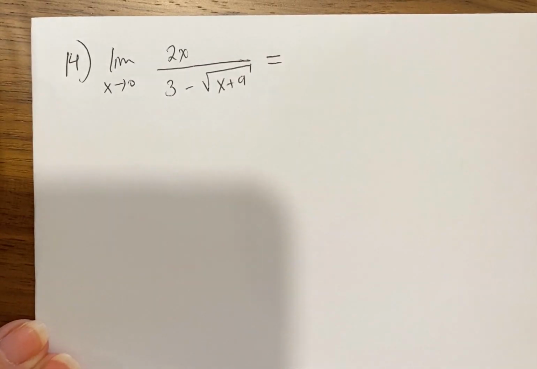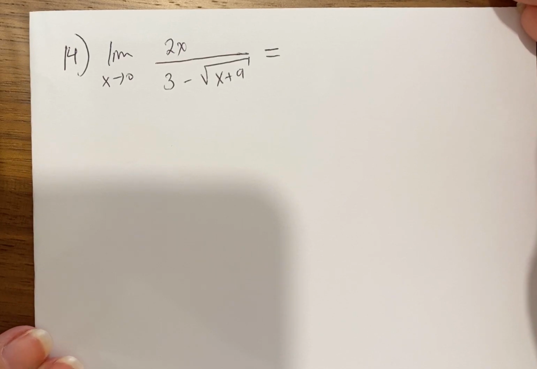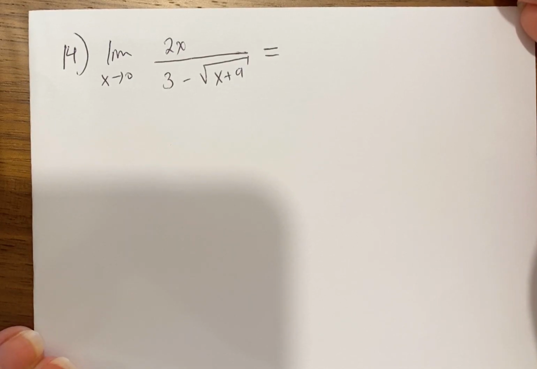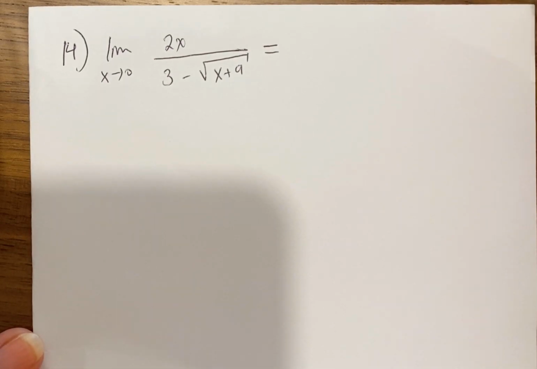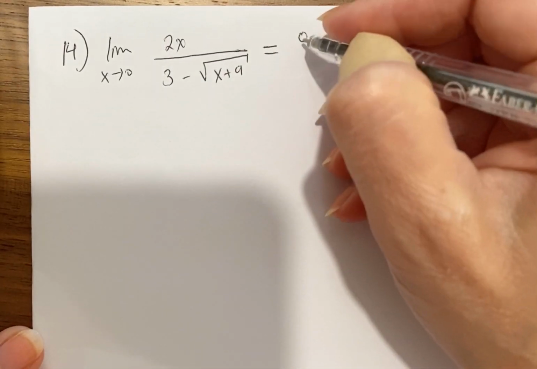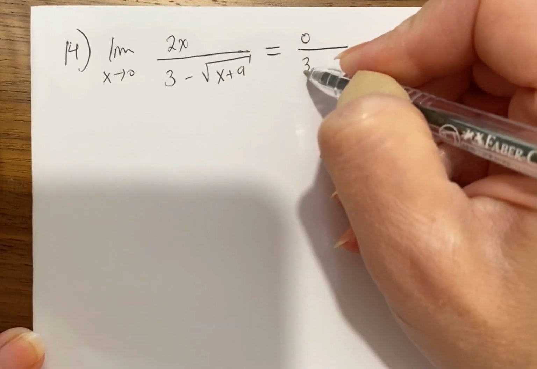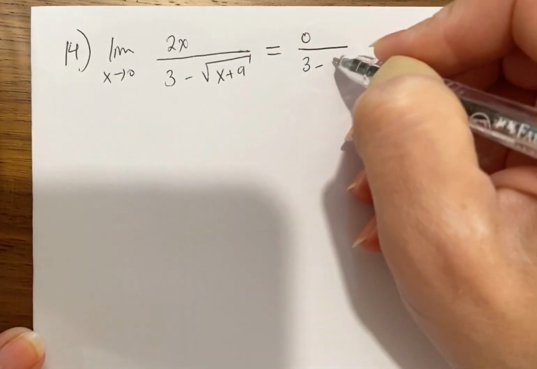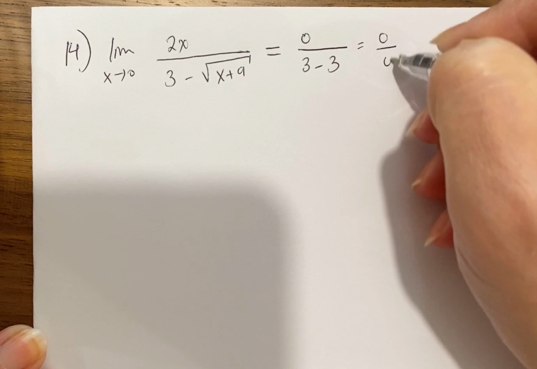What's the first step that you have to do? Always before calling for help, you have to first prove that there is a need for that. You have to ring the alarm. To ring the alarm, you need to see a 0 over 0, or you need to see a problem. So you need to substitute: 2 times 0, 0 over 3 minus the root of 0 plus 9, 9. Root 9 is 3 again. So this gives me 0 over 0.